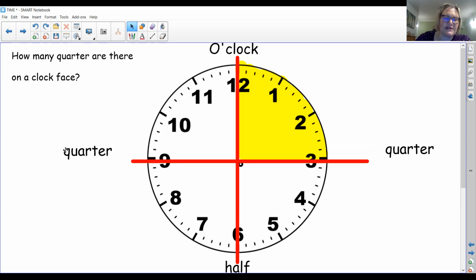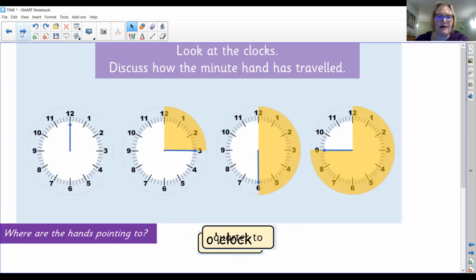And then it's in the last quarter. So we say it's a quarter to the next hour. So it's going 2:45, isn't it? So it's gone from 2 o'clock to 2:15 to 2:30 to 2:45. Okay, this will become clear, don't worry, as we work on.